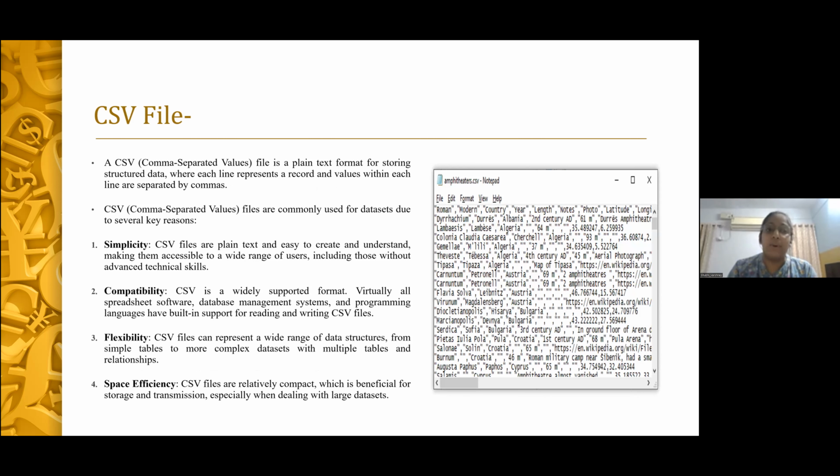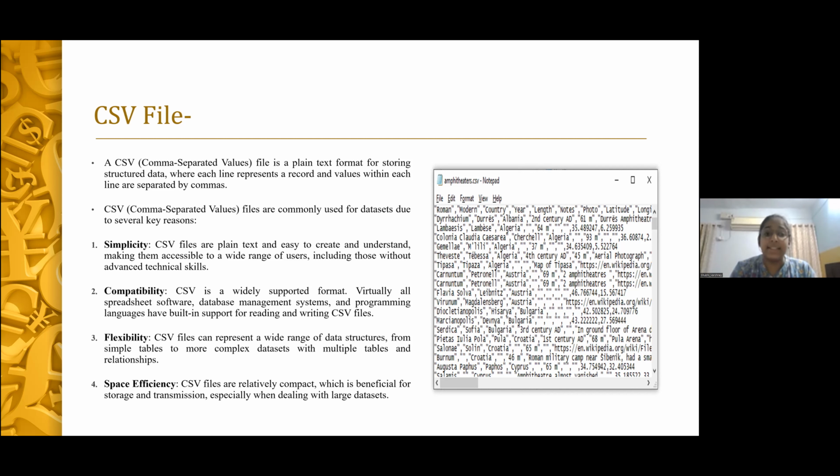Now let us understand what is a CSV file first. A CSV file is a plain text file which is used for storing structured data, where each line represents a record, as one can see in the image itself, and the values within each line are separated by a comma. So a CSV file is used for data sets, which is known to every one of us present, but there are various reasons why we use it. One of the first reasons is simplicity. CSV files are plain text and easy to create and understand, which makes them accessible across a wide range of users, including those who don't have any advanced technical skill.